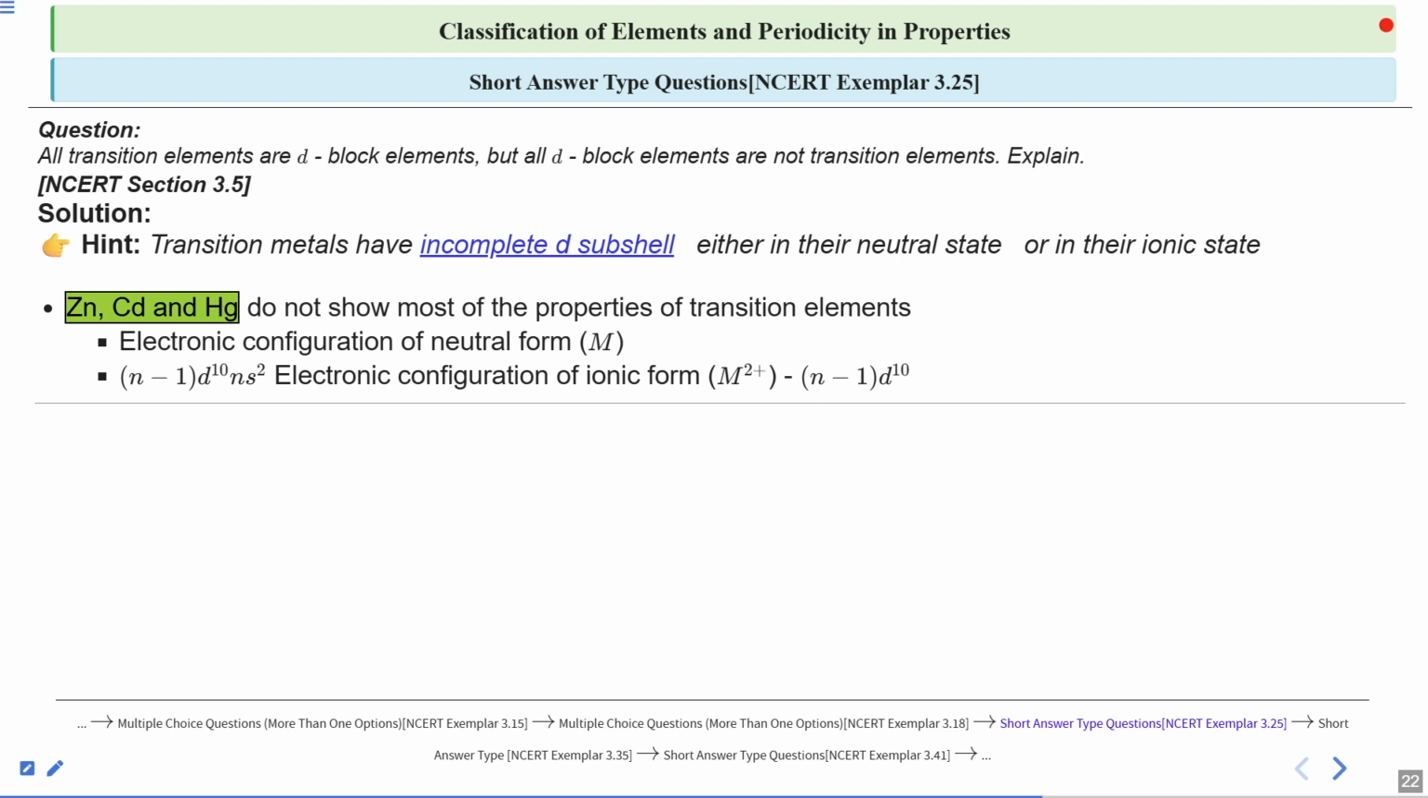But for this, you must remember the most favorable oxidation states of zinc, cadmium and mercury. So they can exist in 2 forms. First is the neutral one, second is the ionic form, Zn2+, Cd2+, and Hg2+. So I am taking these 2 states. The first state has a complete d subshell, D10NS2. The second one, in which we have removed 2 electrons, also has a complete d subshell. I guess this is clear to all of you. So for a transition metal, you must have an incomplete d subshell in its neutral state or in its ionic state.